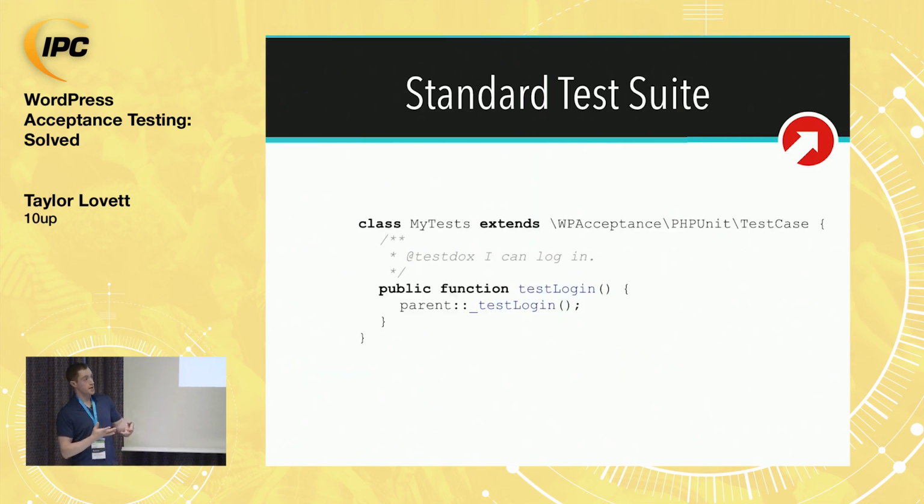To use the standard tests, you would simply write a WP Acceptance test suite and create a method in your test class that calls one of the standard tests. This one tests to make sure logging in works. All we have to do in our test is call that parent test login function and it'll run the test. So the standard test suite gives you a lot of things that you can just add to your application out of the box. You don't actually have to write any tests that are going to have some value and make your application a little more stable.